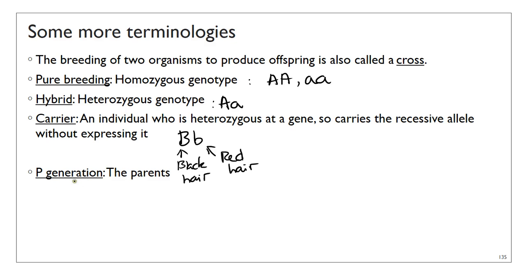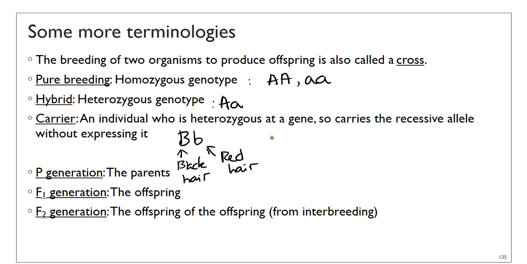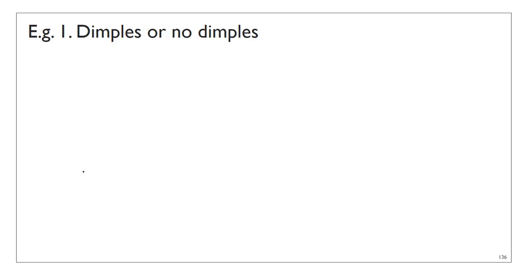Okay, the P generation is the parents, and then F1 is the offspring of the parents, and F2 is the offspring of the offspring from interbreeding. So once again, this doesn't happen in humans, but in agriculture, when we talk about plants and animals, interbreeding does occur. So you get from F1 to F2 generations. Those terms, I think we're going to use them, but you don't have to memorize these. I think they're pretty self-explanatory. Anyway, so let's start with the first example.